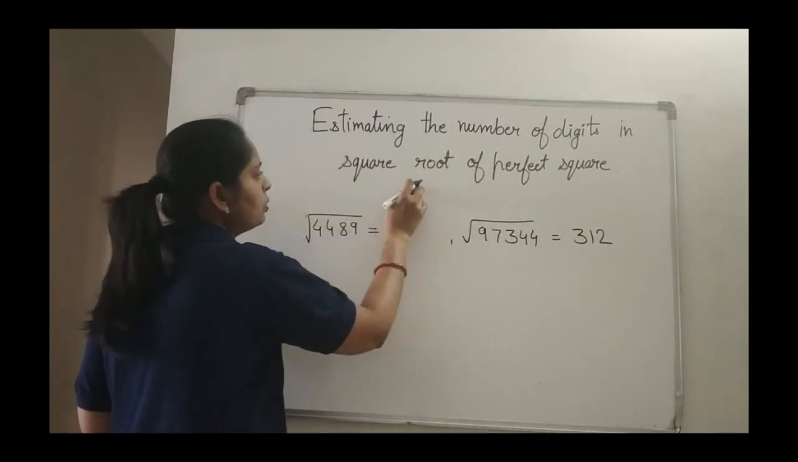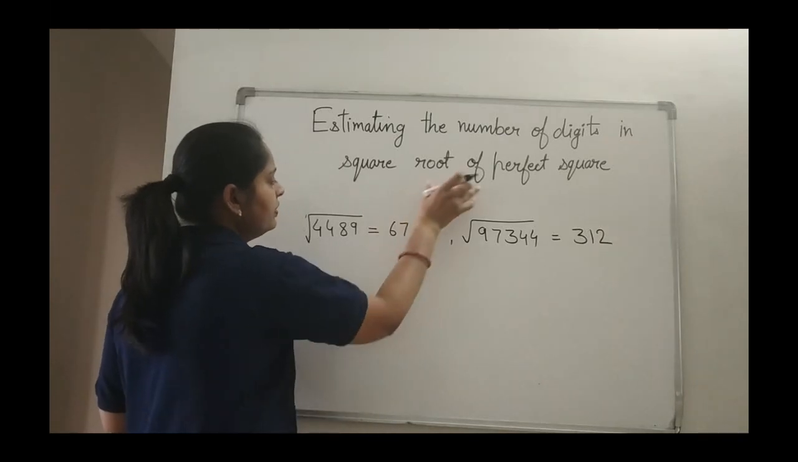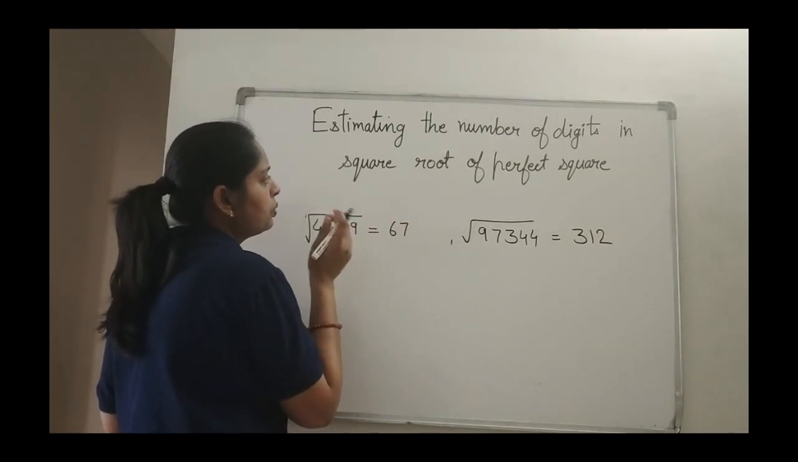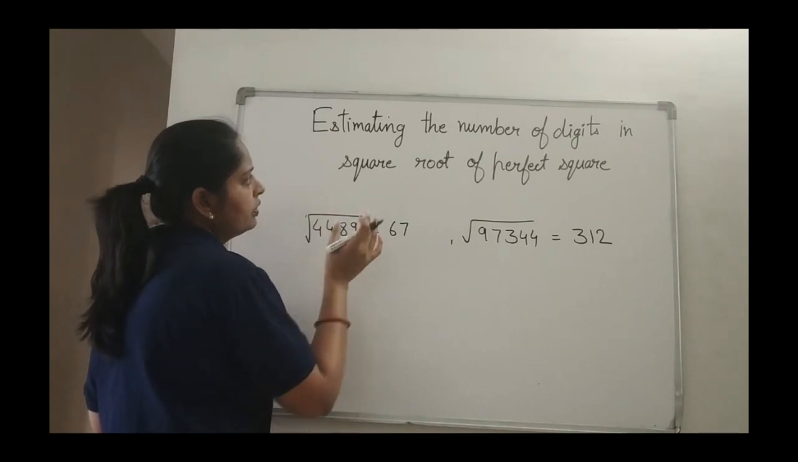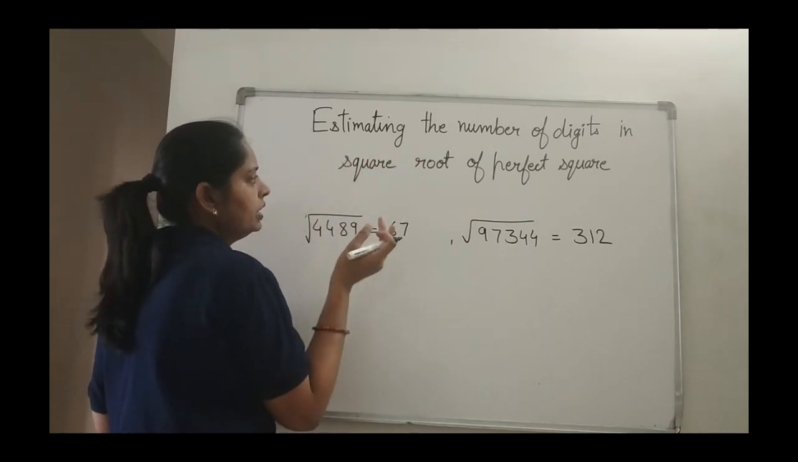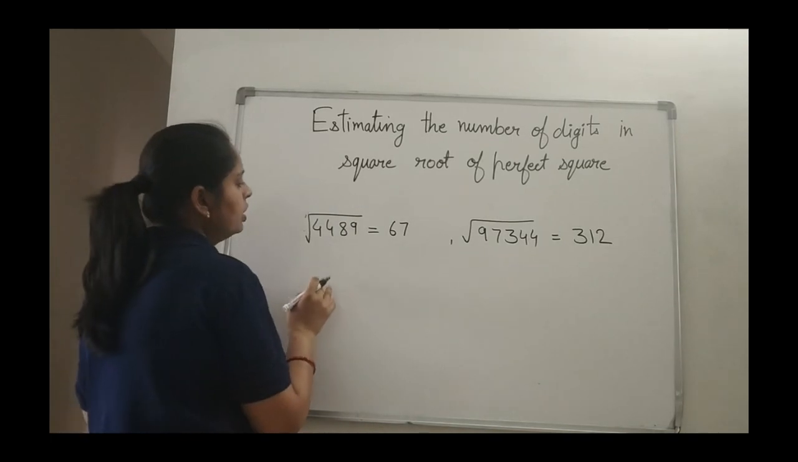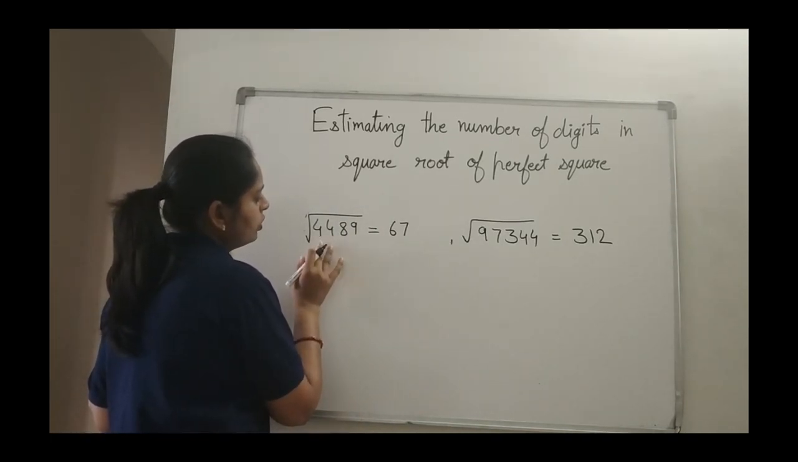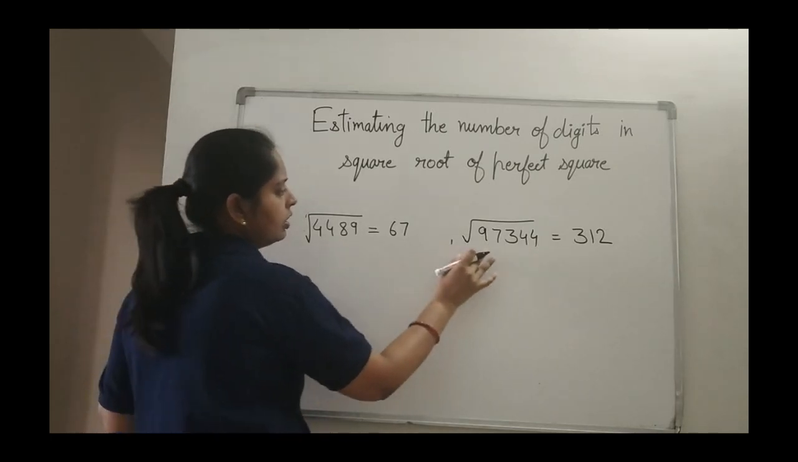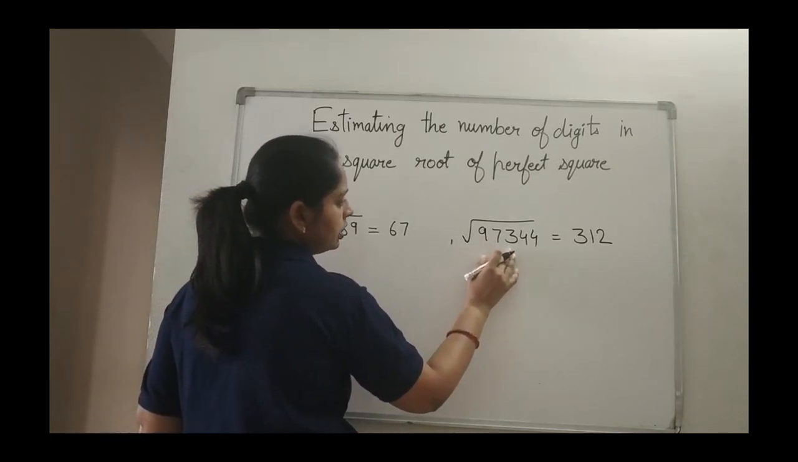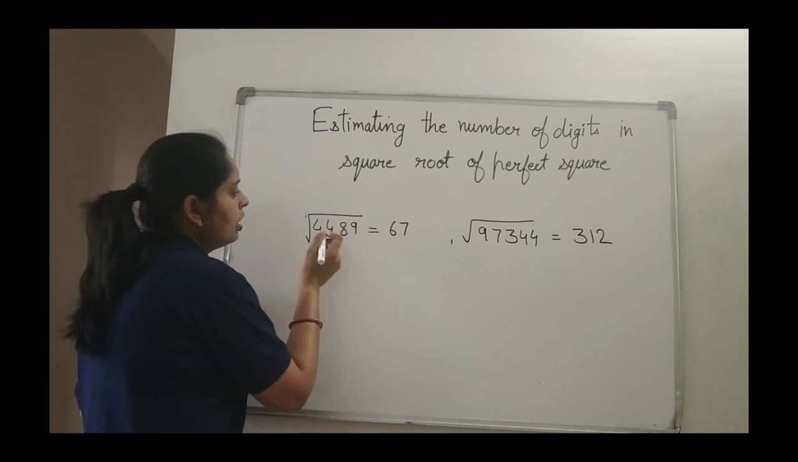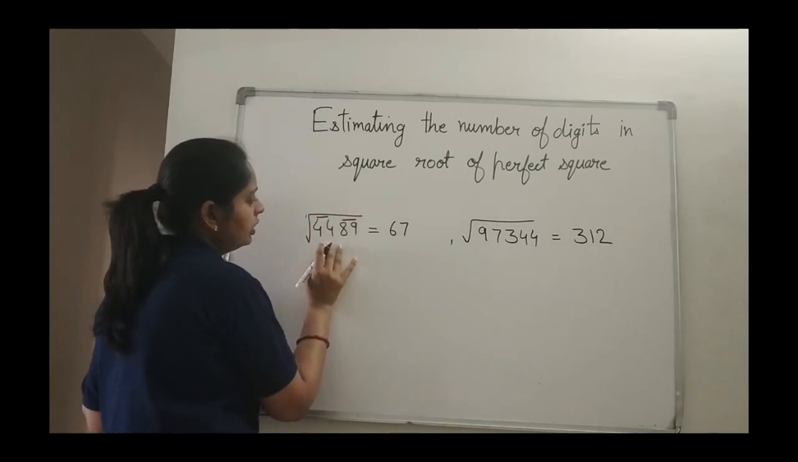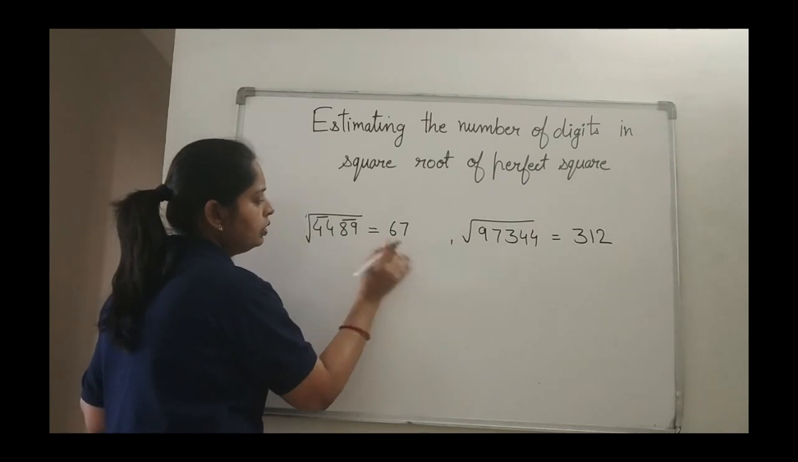Square root of a perfect square. If a perfect square number has been given and it has been asked, the square root of that perfect square number will have how many digits? 1 digit, 2 digits, or how many? We have done the square root of 4489 and 97,344. See what I told you, we will put the bars. How many bars did you get here? 2. So we are having 2 digits.